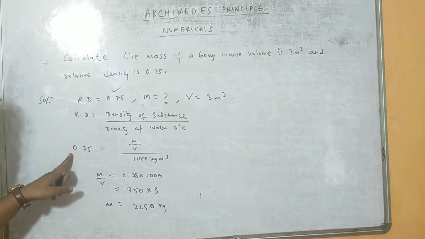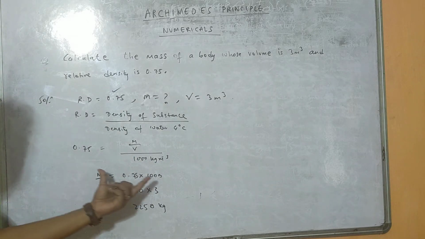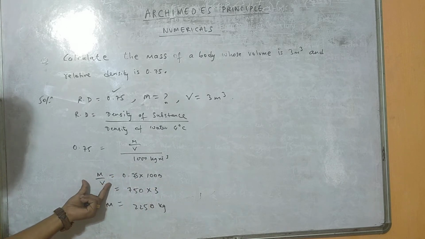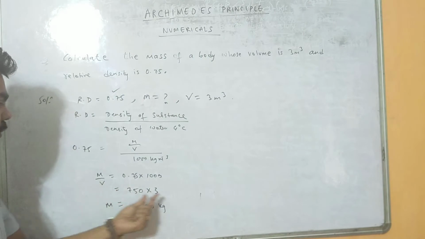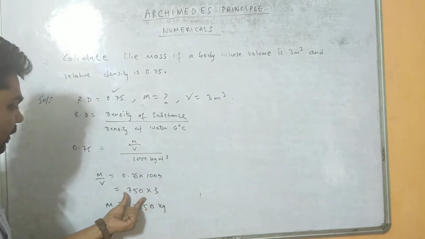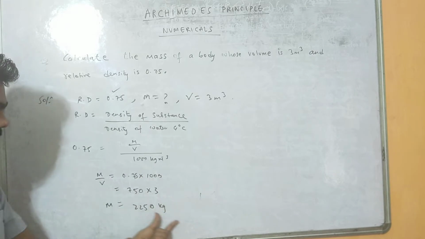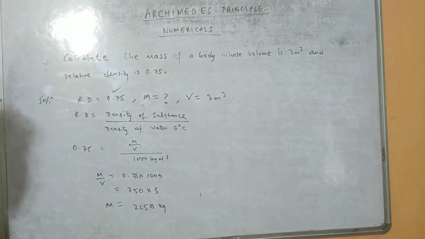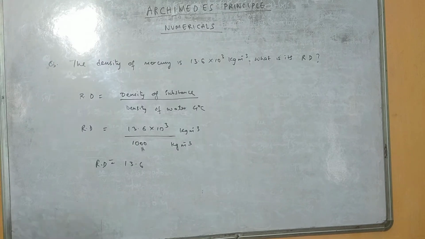Now after cross multiplication, 0.75 into 1000 equals m by v, but volume is given here as 3 meter cube. So if you multiply 3 with 750, that means 0.75 into 1000 is 750, into 3, that is 2250 kg, right? So this is the mass of the substance whose relative density is 0.75. So this is a very simple question.